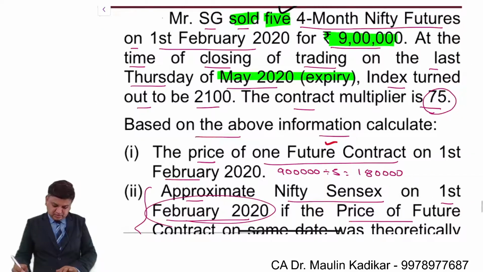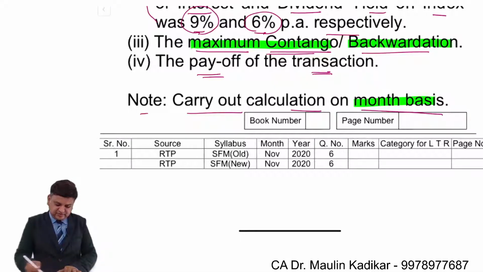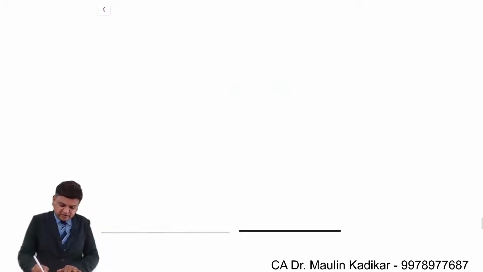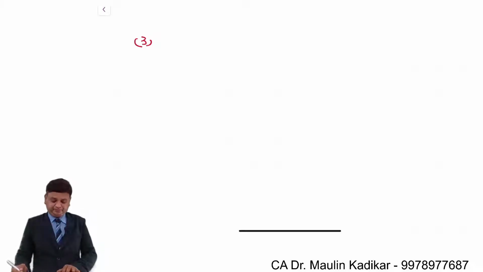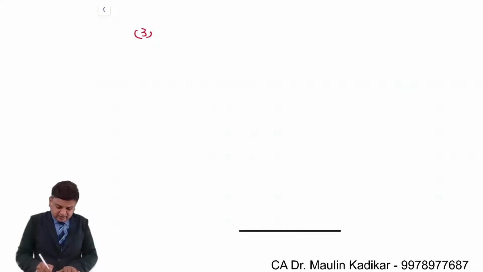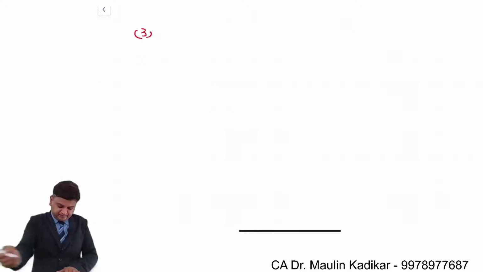Next question. The question says to find the maximum Contango or backwardation. That is what we are required to find. Let us see what we understand with that, and I am giving the explanation of the same to you. Third question. Everybody is requested to pay attention. Let me explain to you.